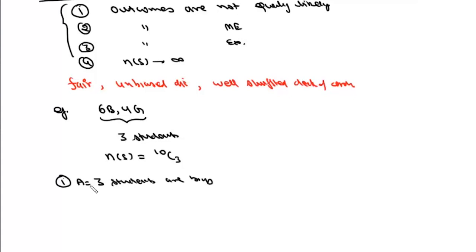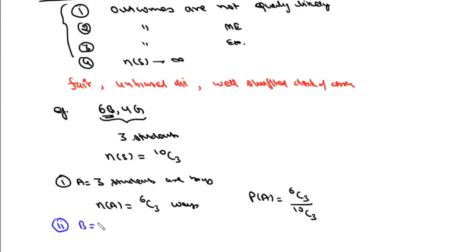So this is event A. The number of elements in this set A is, from these 6 boys, we have to select 3 boys, and it can be done in 6C3 ways. So the probability of getting all 3 boys will be the number of favorable outcomes, which is the total number of ways of getting 3 boys, 6C3, upon the total number of outcomes, which is 10C3.